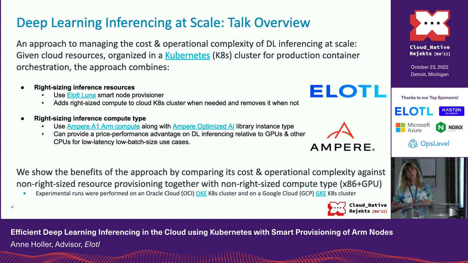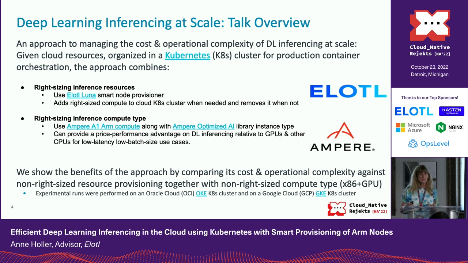So in this talk, we'll present an approach to handling the cost and operational complexity of deep learning inferencing at scale. Given cloud resources that are organized in Kubernetes clusters for production container orchestration, the approach combines two things: right-sizing the inference resources and right-sizing the inference compute type.